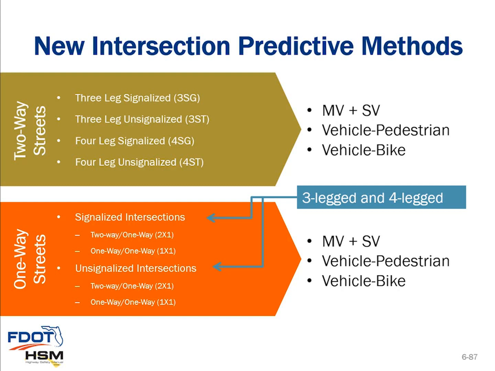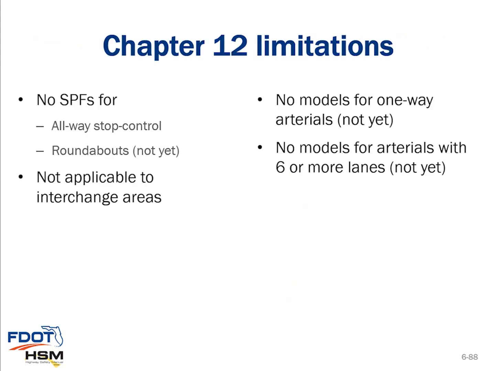So, what are some of the Chapter 12 limitations? Well, there are no SPFs for all-way stop control. And there's nothing for roundabouts, although this research is underway at this time too, and will be included in the second edition of the Highway Safety Manual. It's not applicable to interchange areas. You have to use the interchange analysis in Chapters 18 and 19 there. There's no model underway yet for one-way or 6 lanes or more, but that should be forthcoming probably within the next year, so you'll have that available to you very shortly.